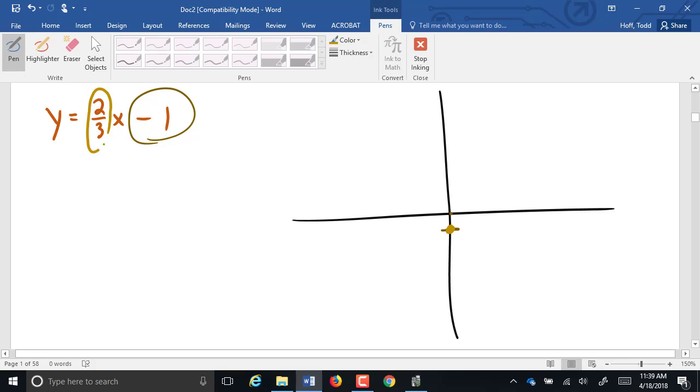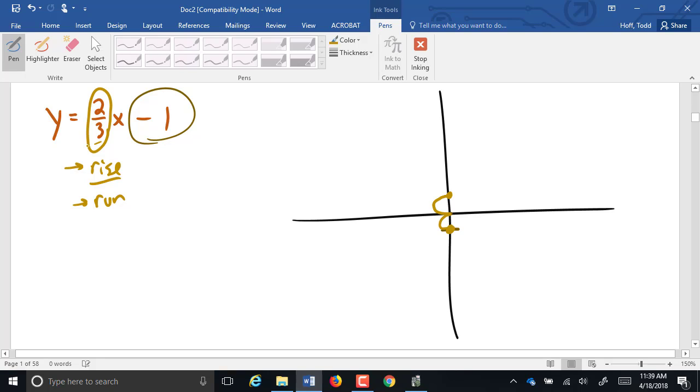So 2/3 is multiplying x. That is a slope. And remember, the slope is always a rise over a run. The rise is the top number, the numerator of that fraction, telling us how far to go up or down. So that's a 2. So from this point, we go up 2. And then the bottom number is the run, telling us how far to go over. That is always left to right.